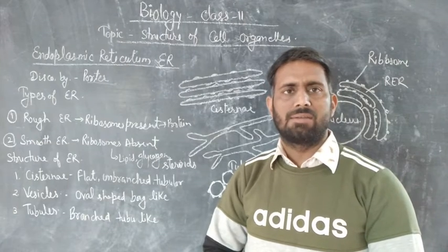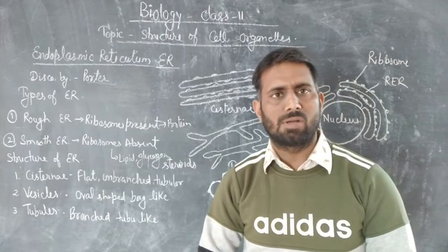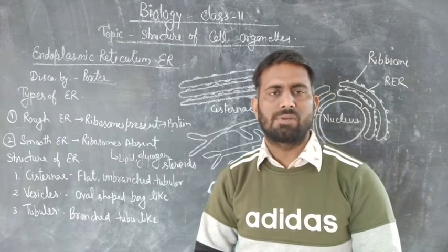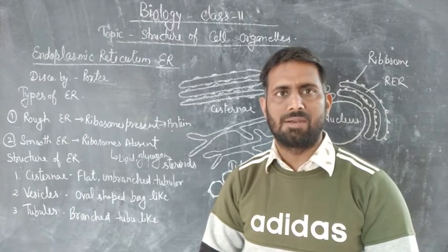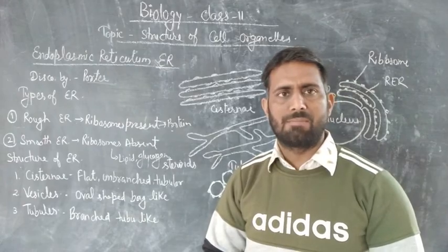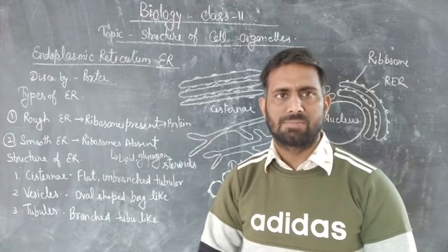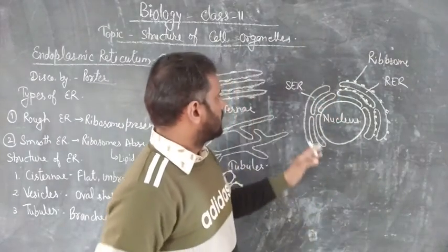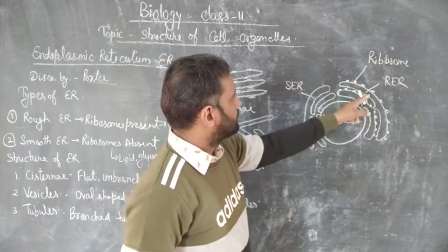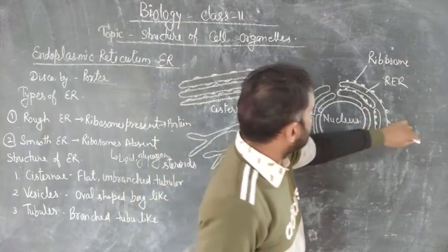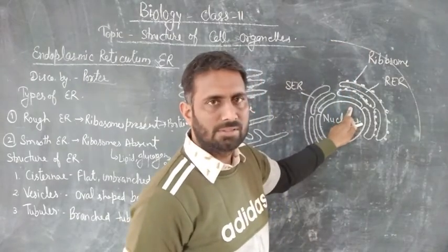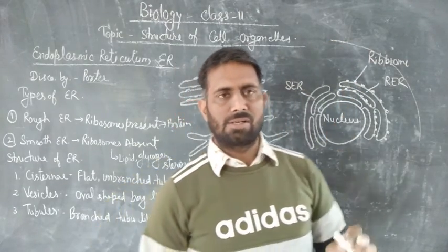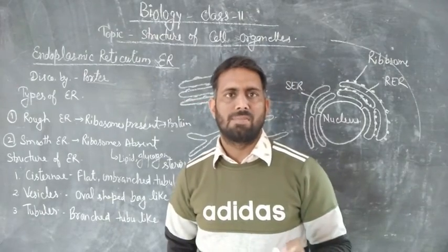ER is an irregular network of membrane bound tubules which is spread between the cell membrane and nucleus. Now we can see this is ER, and it is spread between the cell membrane and nucleus. Interconnected irregular tubules make ER.